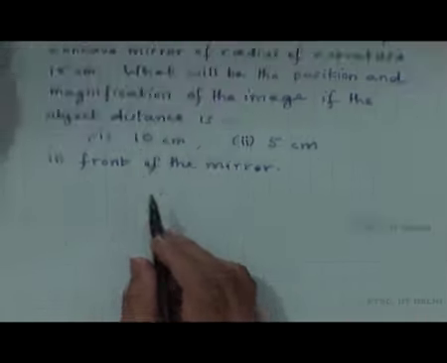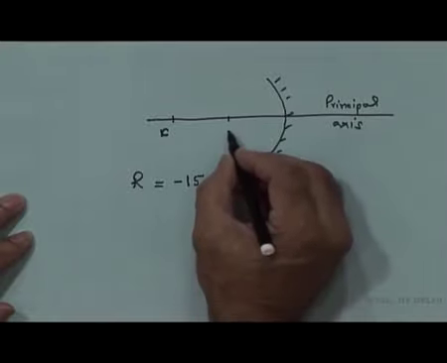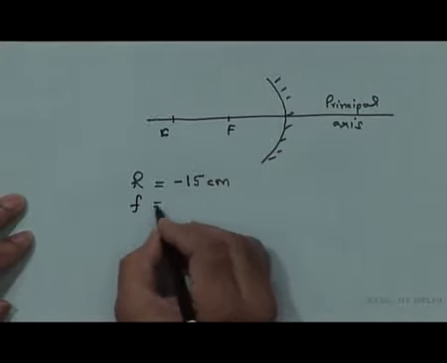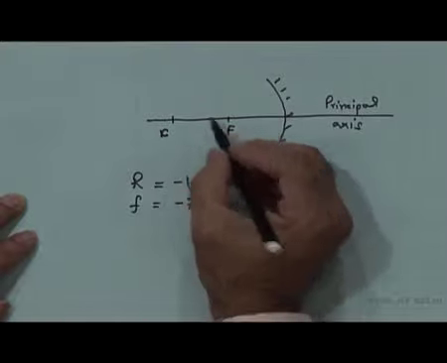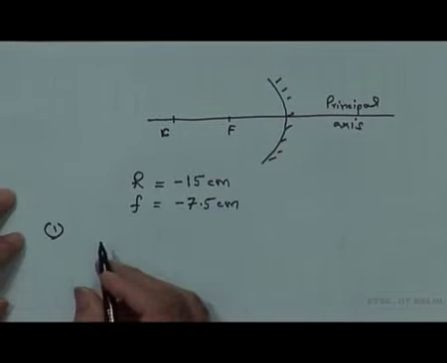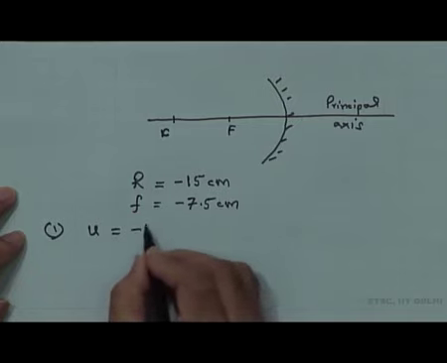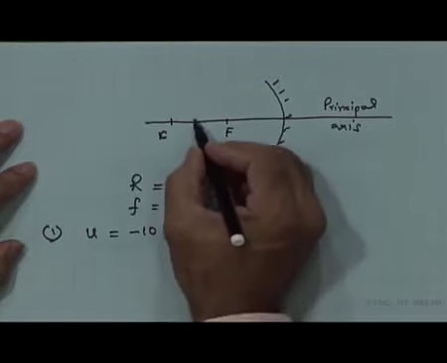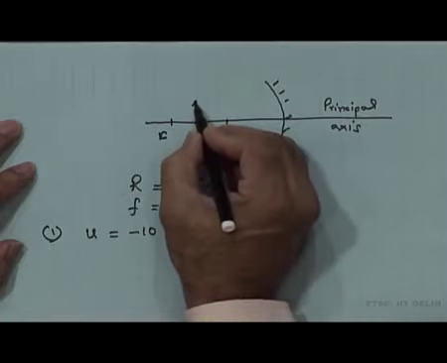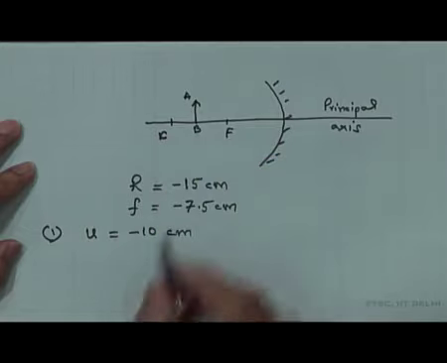The next data given is, first let us consider the object at a distance of 10 centimeter. The focus we have already shown, F is equal to R by 2. So, this is the principal focus, therefore F is equal to minus 7.5 centimeter. The object is at 10 centimeter distance in front of the mirror, and therefore the object distance u is equal to minus 10 centimeter. Let me take the object as AB, and this point is minus 10 centimeter here.